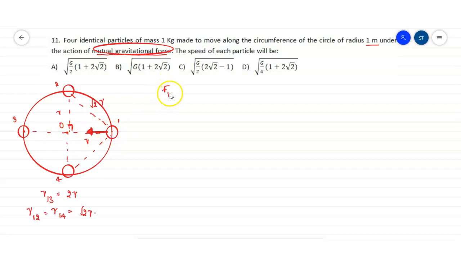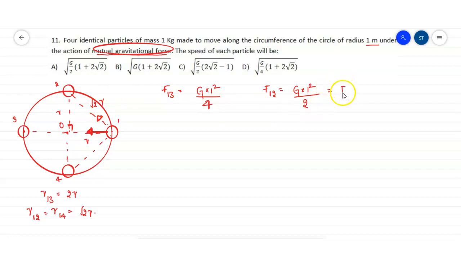So F13 will be equal to G m1 m2. Mass of both particles is 1, so G into 1 into 1 upon distance squared. Distance is 2r, and 2r whole square will be 4r square. Again r is 1, so directly I am writing it as G by 4. Next, let us calculate the force between 1 and 2. F12 will be along the line joining the particles. So F12 will be G m1 m2, again 1 into 1, divided by root 2 r whole square. Root 2 r whole square will be 2r square. r is again 1, so I am directly writing it as G by 2.